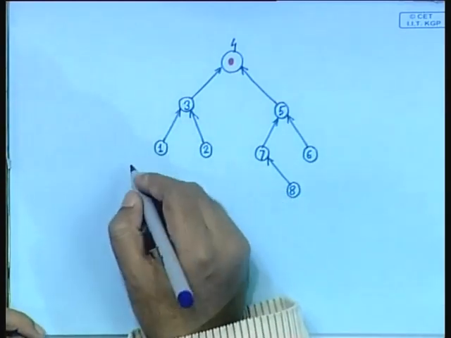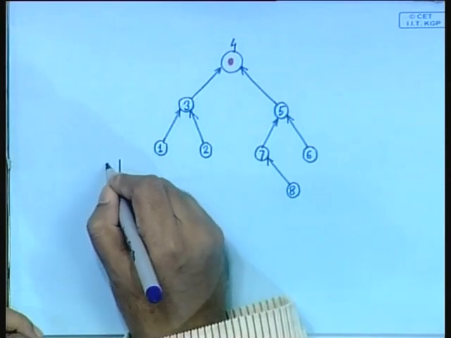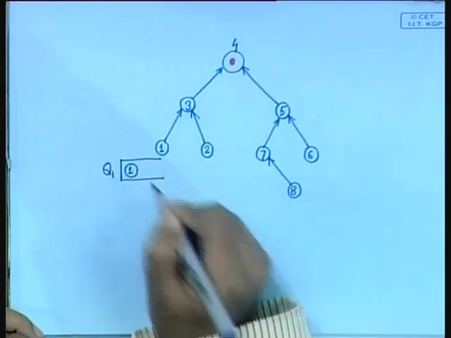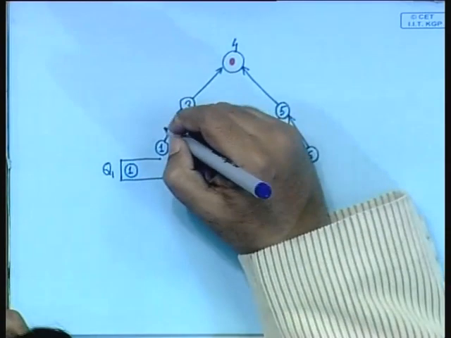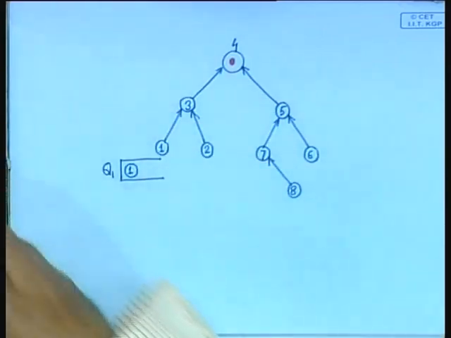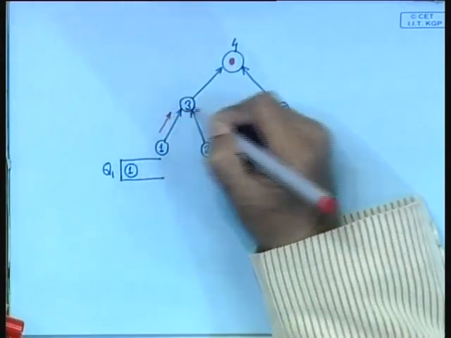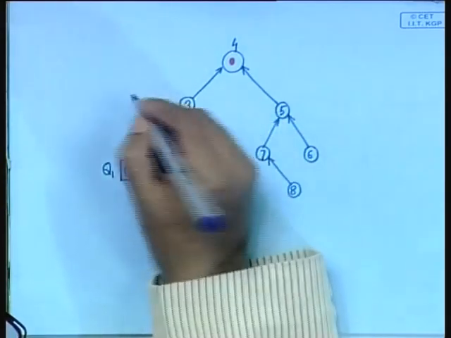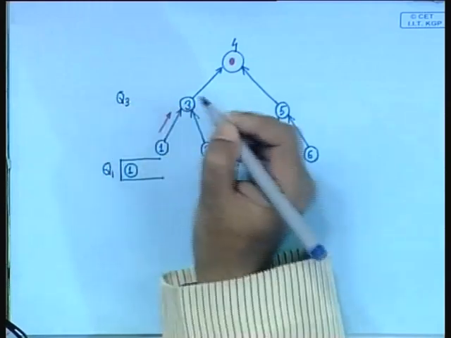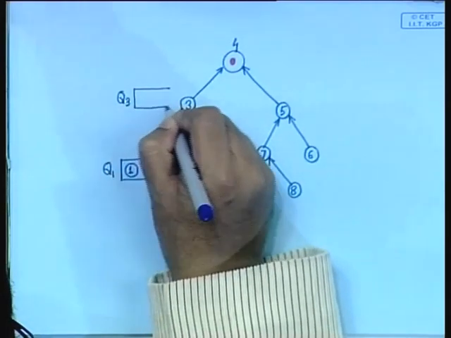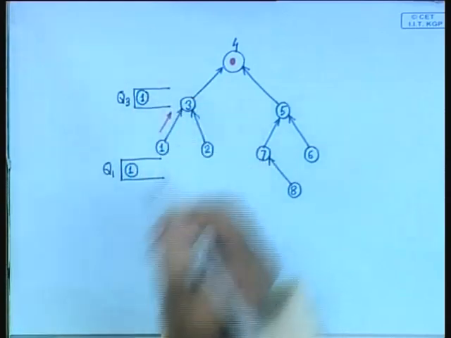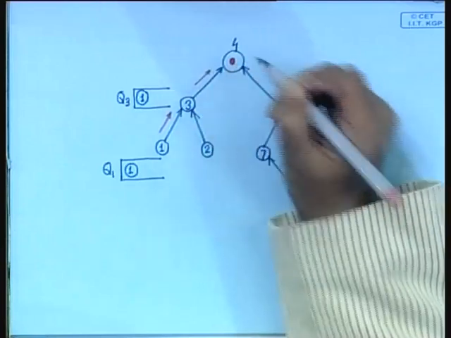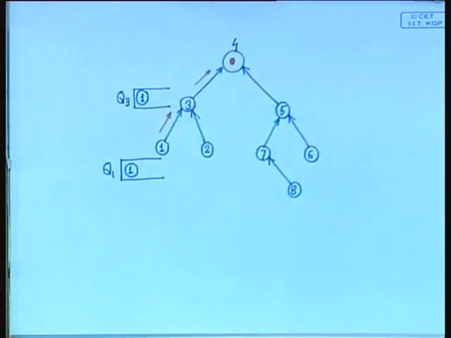What is going to happen in this queue, that is Q1? One's request will be entered. Now, the request will be sent to 3. Okay. What will 3 do? 3 will record this request in Q3, that is 1, and then send a request here.